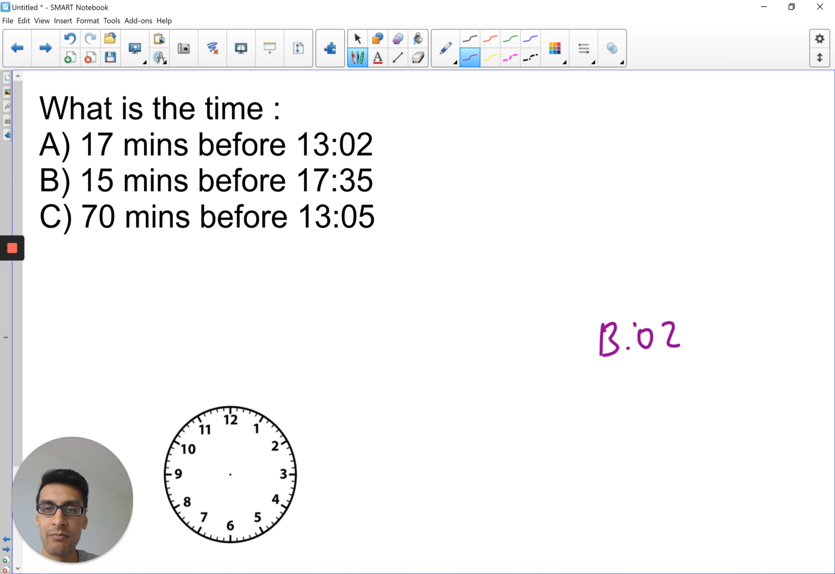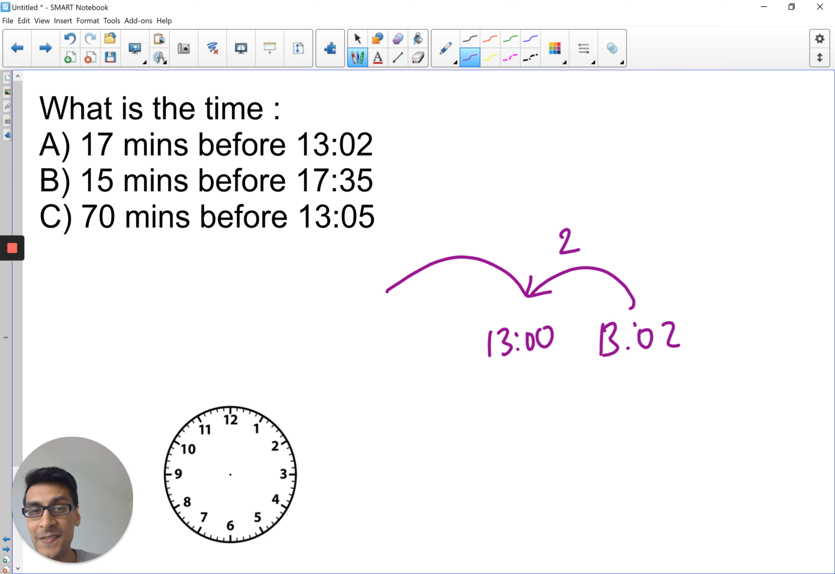That's the time I'm finishing, and I need to go back 17 minutes. Now I know that if I go back 2 minutes, I've gone back to 1 o'clock, and then I need to take away, well, you can do this quite easily. It's going to be 17 take away 2, which is 15 minutes. So then I can think, okay, 1 o'clock take away 15 minutes is going to give me 12:45. And that's how you might do it. That's one way to do it. So I can just write 12:45.